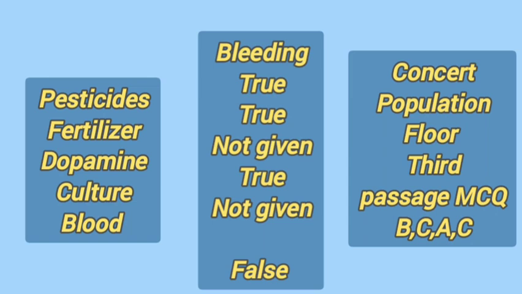Let's see the answers. Pesticides, fertilizer, dopamine, culture, blood, bleeding, true, true, not given, true, not given, false, concert, population, floor, third. Passage 3 MCQs were B, C, A, C.